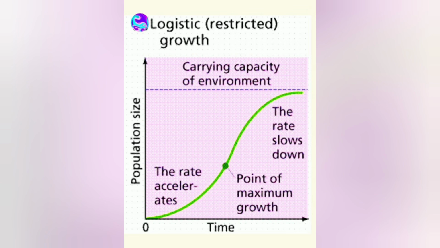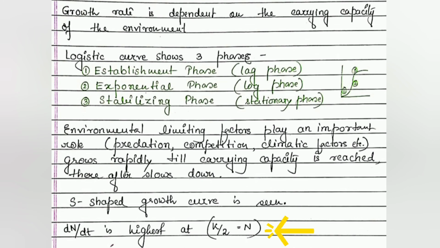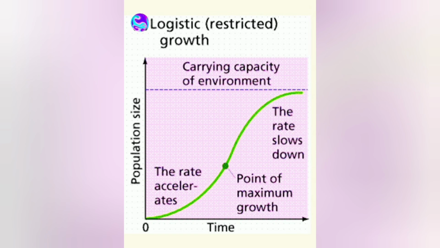Remember one thing here, the value of dN/dt is highest at N equal to K by 2, that is half the carrying capacity. Clear? Now from this curve also you will see this.